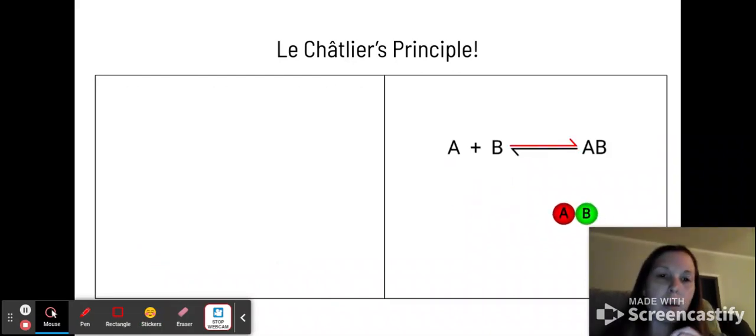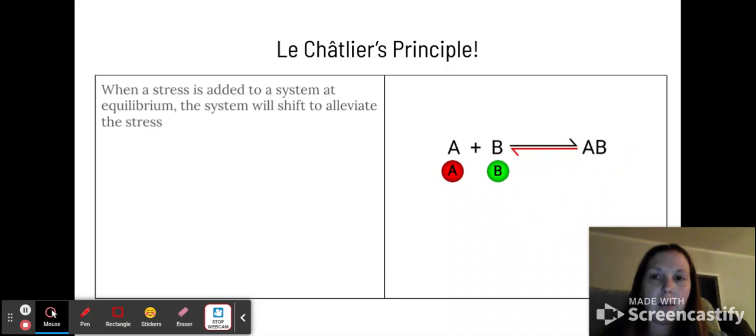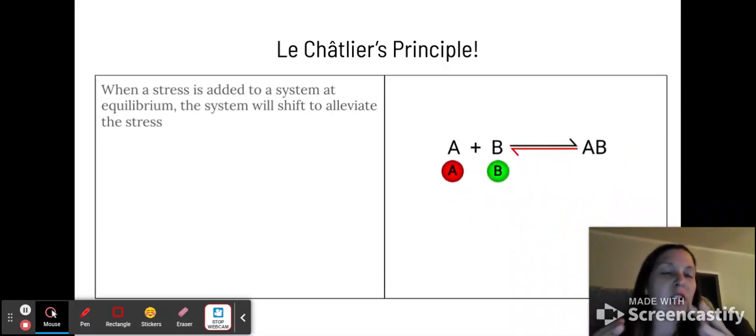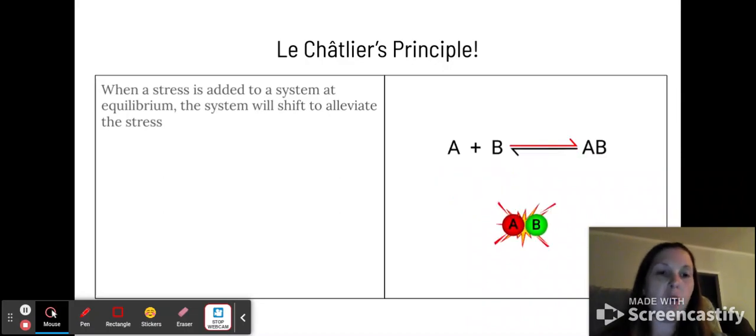So now let's talk about Le Chatelier's principle. It states that when a stress is added to a system at equilibrium, the system will shift to alleviate that stress. So it's going to try to fix the stress that's applied. I like to compare this to a lake that has no waves on it. It's very glass-like, very still. That would be a system at equilibrium.